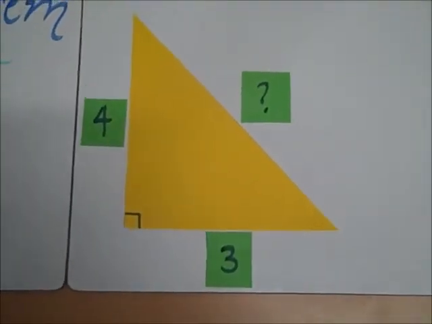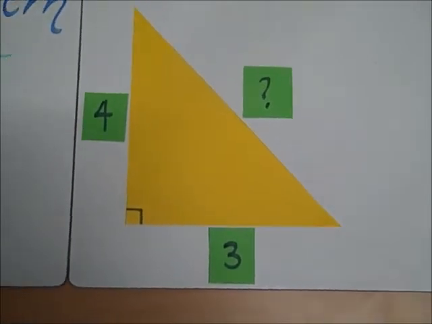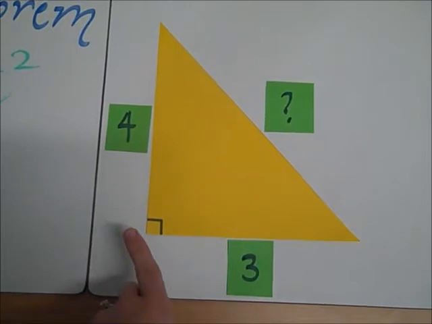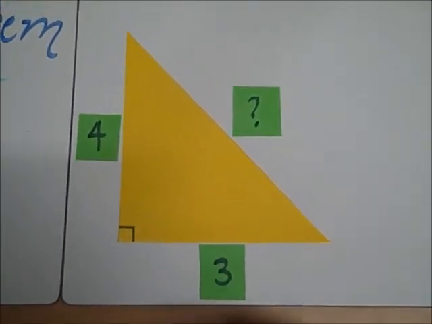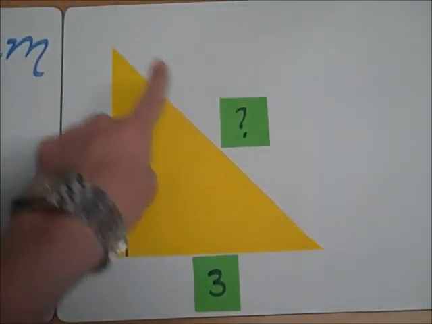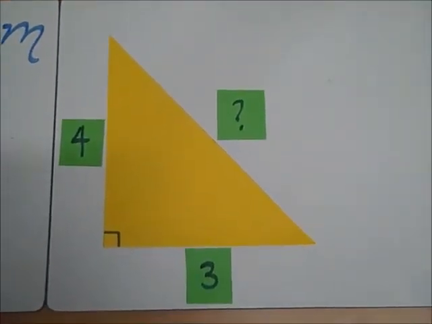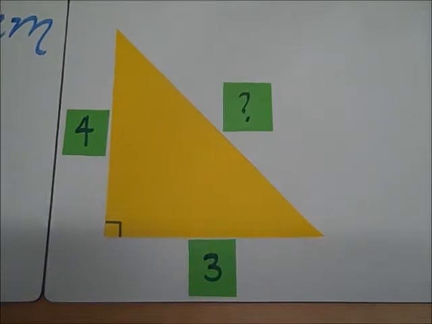In this example, we have a right-angled triangle. We have recorded that this side of our triangle is 4 centimetres long and this side on the bottom is 3 centimetres long, and in this case we have no idea what this side is here. However, we can use Pythagoras' theorem to work it out, so let's give it a shot.